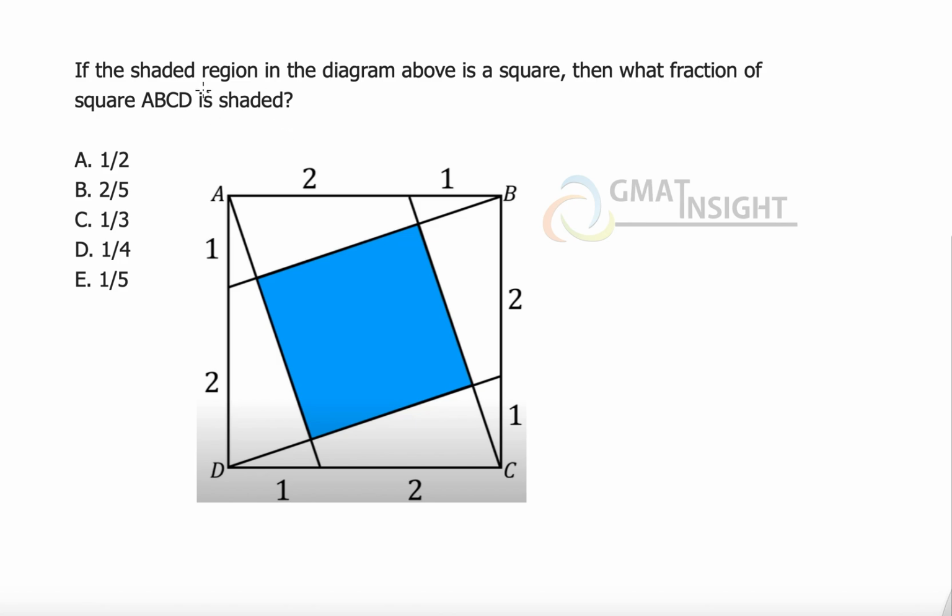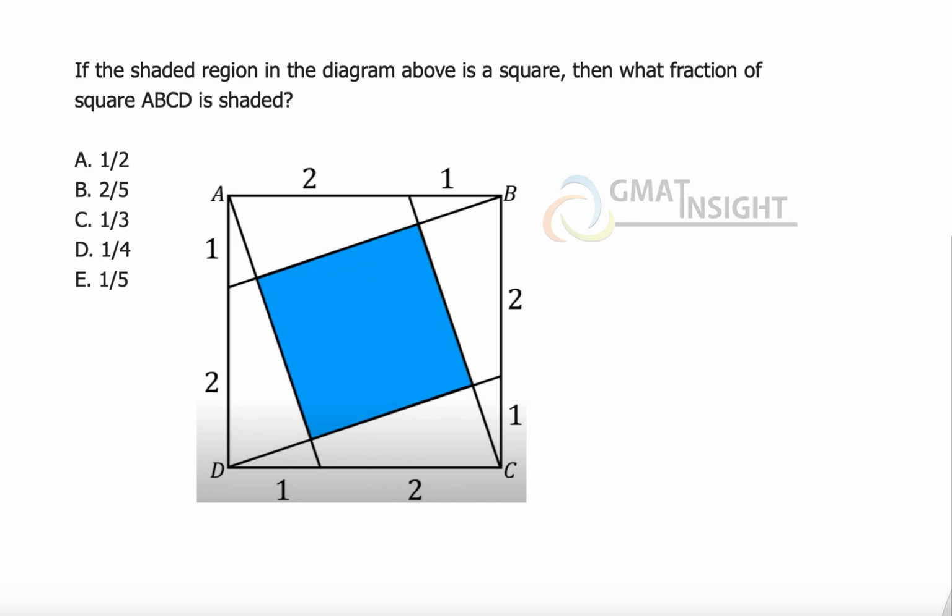Hi, in this question we have been given a square ABCD and we have been asked: if the shaded region of the diagram above is a square, then what fraction of the square ABCD is shaded? We have been given that every side is being divided into the ratio 1 by 2.